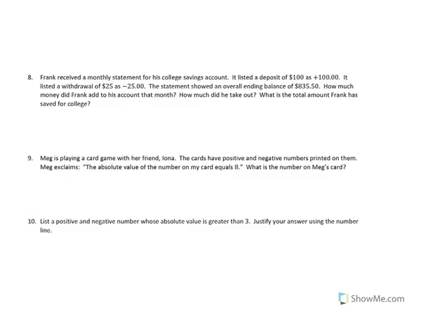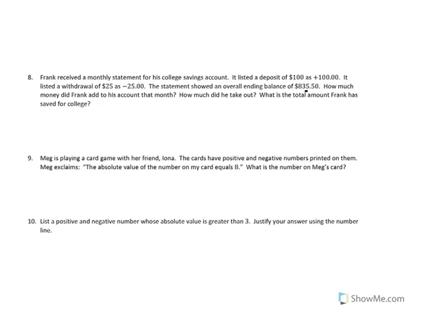All right. Frank received a monthly statement for his college savings account. It listed a deposit of $100 as plus $100. That's positive $100. It listed a withdrawal of $25 as negative 25.00, minus $25. The statement showed an overall balance of $835.50. How much money did Frank add to his account that month? How much did he take out? What is the total amount Frank has saved for college?